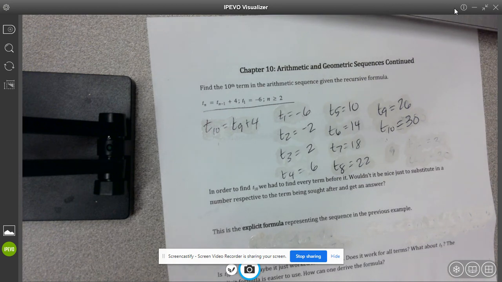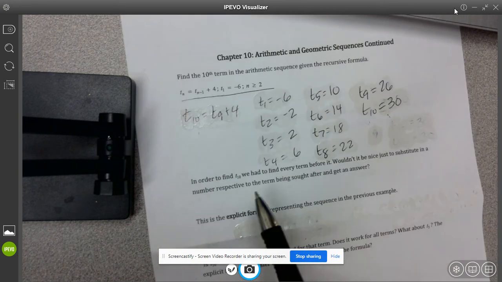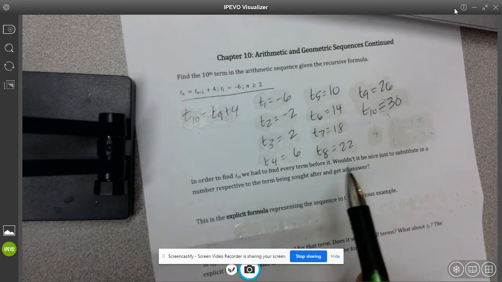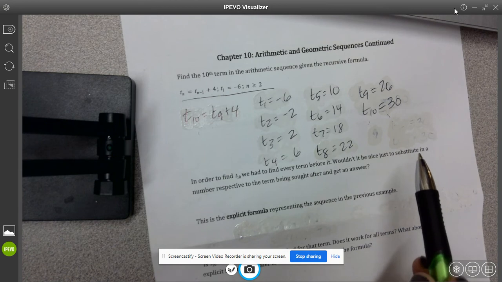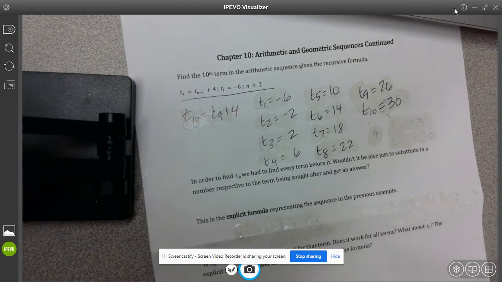Okay, so that was a pain. We had to do all that work to figure out what term 10 was. In order to find term 10, we had to find every term before it. Wouldn't it be nice just to substitute in a number 10 respective to the term being sought after? So wouldn't it be nice if we could just plug in 10 and get 30?